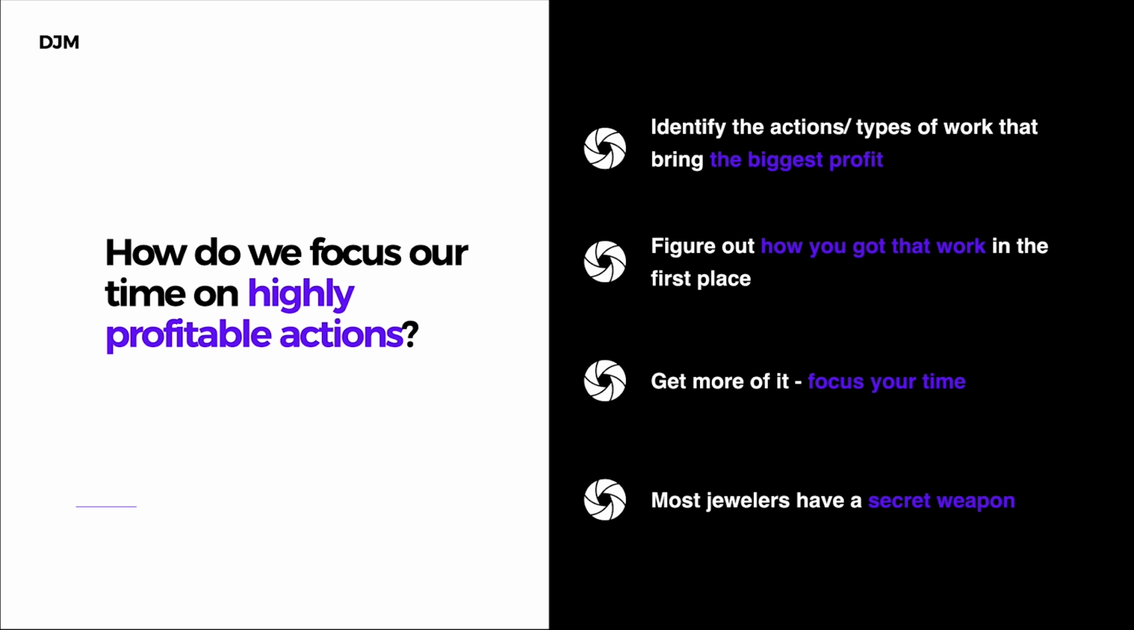Well, number one, we're going to identify the actions and the types of work that bring the biggest profit. Remember, we're talking about magnitude here. Magnitude is both profitability and scalability. And profitability is the size of something. In this case, it's the size of a sale. So we're going to identify those actions, those things, whether it's taking a credit card, whether it is selling diamonds, whether it is doing custom, that brings in the biggest profit.